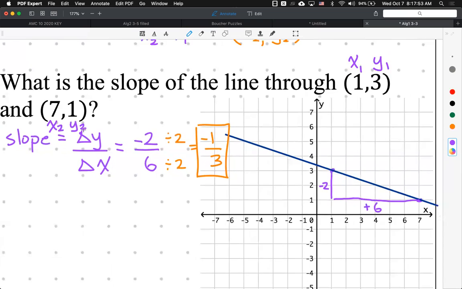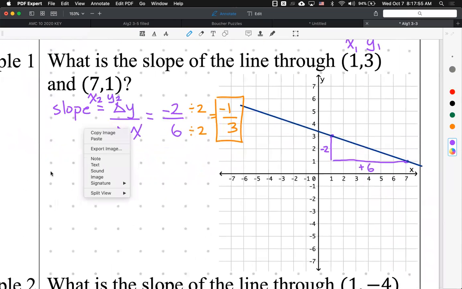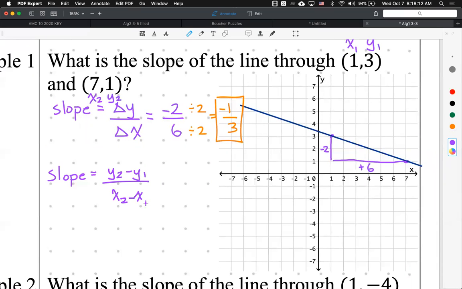I'm going to write my formula once again, just so that I can remind us. So my other equation for slope looks like this. Slope is equal to y2 minus y1 all over x2 minus x1. And then I just plug and chug.